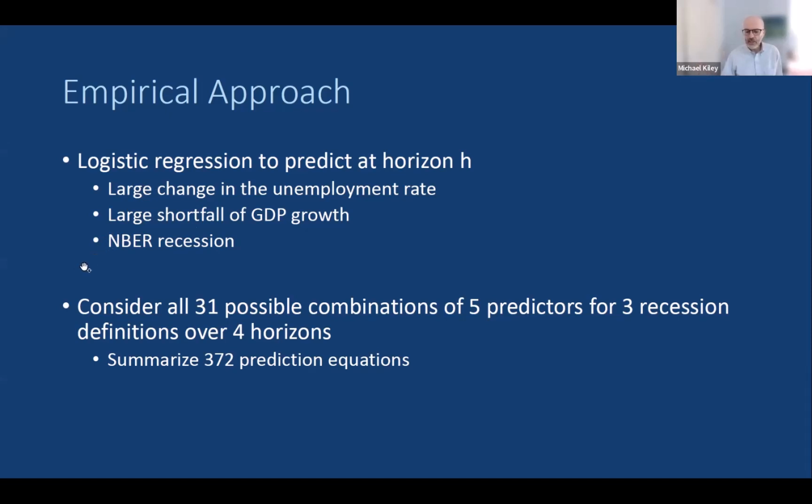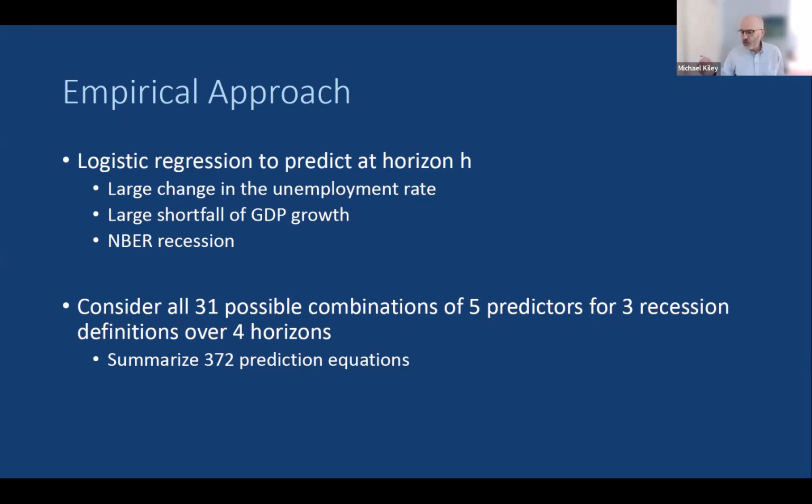And so as I described, I have 5 predictors and I have 3 recession definitions. Admittedly, the 3 recession definitions are quite similar, but they're not identical. And what I'm going to do is consider all 31 possible combinations of the 5 predictors for 3 recession definitions over the 4 horizons. So that's 372 equations. That's not that many. They're very similar, but I want to look at the common lessons from those 372 prediction equations. What are the important predictors of recessions, and how do those differ over different horizons?